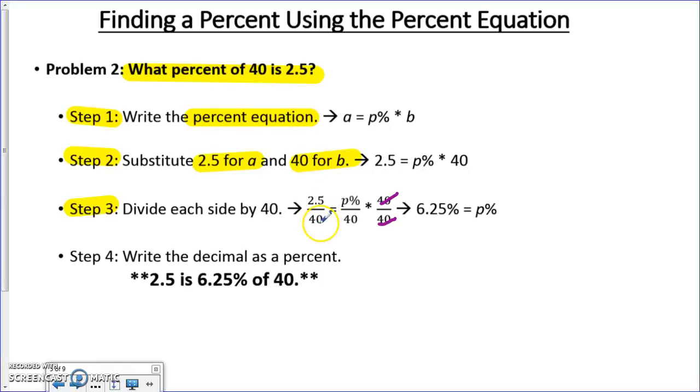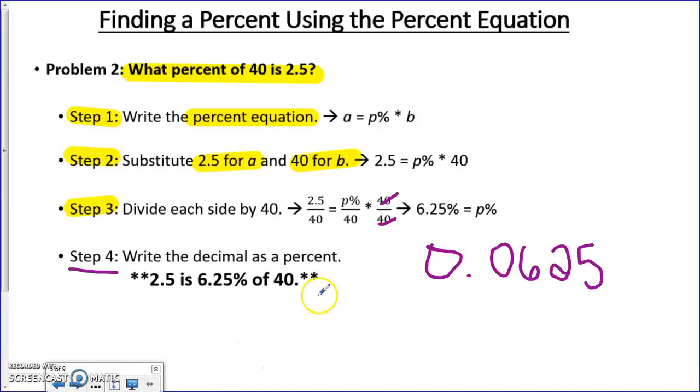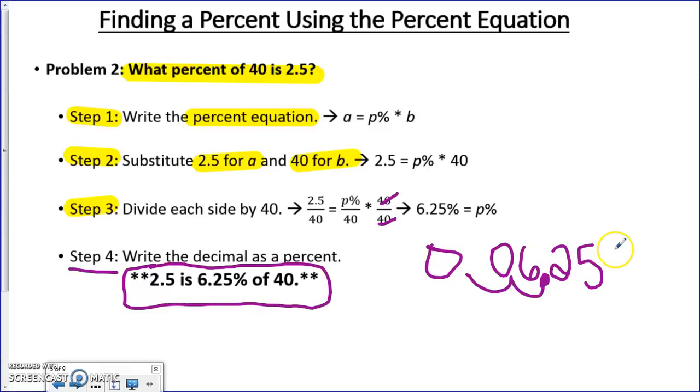So 2.5 divided by 40 is 0.0625. So step 4 is always to write the decimal as a percent. If you put that in the calculator, 2.5 divided by 40 is actually 0.0625. That's why step 4 says write the decimal as a percent. If you're changing a decimal to a percent, you move the decimal point to the right 2 spaces. If you're changing a percent to a decimal, you move the decimal point to the left 2 spaces. So therefore, 2.5 is 6.25% of 40.